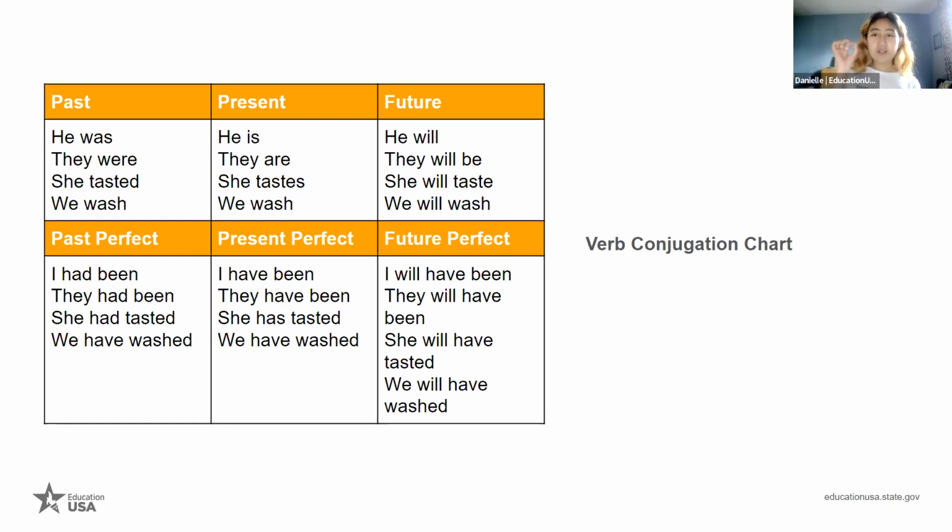So we have different forms once again, but these all stem from the same verb. So this is where the past and the future kind of diverge from this form of the verb. So tastes is, well, she's currently, she tastes, okay? She tastes an apple. That's present. We wash our dog. That's present.